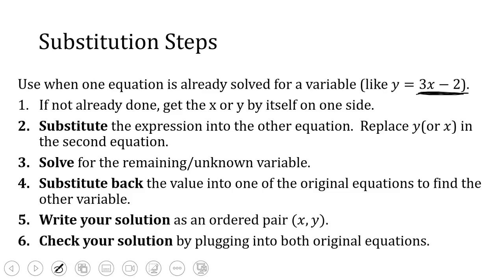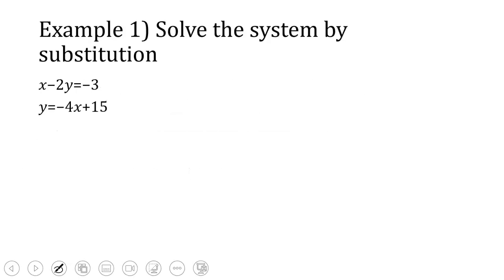Then once we have that number, we're going to go back to the original one of the two equations and substitute that number back into the original equation. And then we're going to write our answer as an ordered pair, x comma y. And you can always check yourself by plugging the x number and the y number into the original equations. So let's try it. Here, like I said, there's going to be two equations. So we're going to look at substitution first. Those were the steps for substitution.